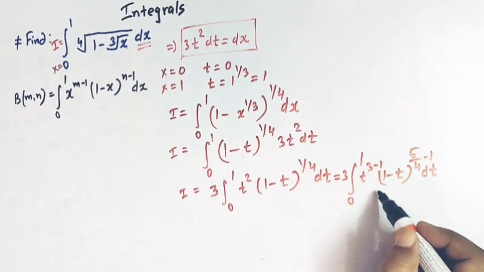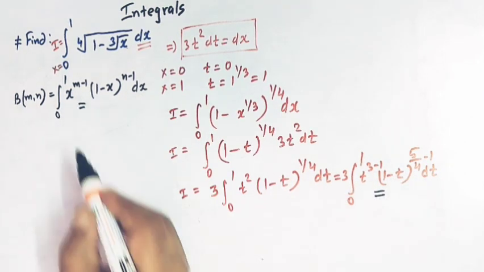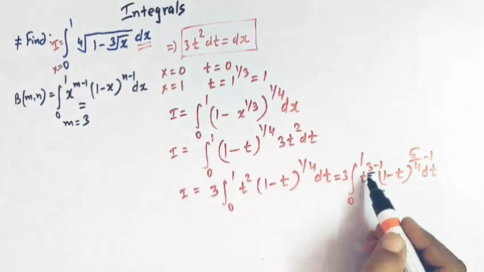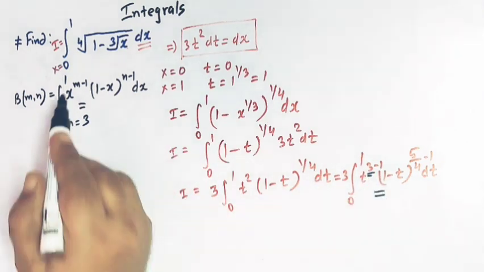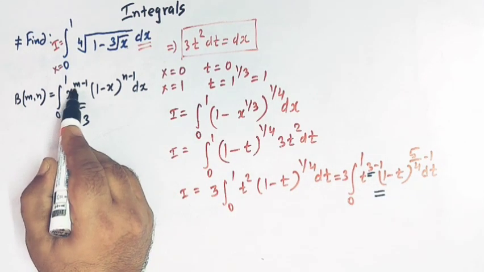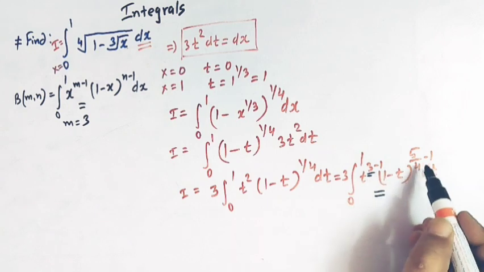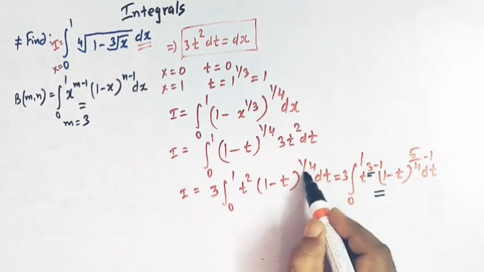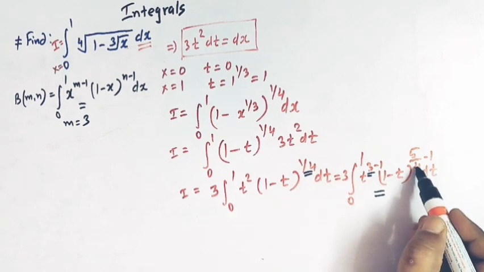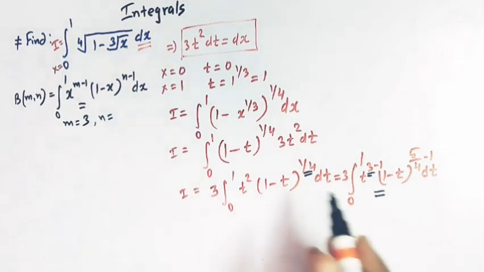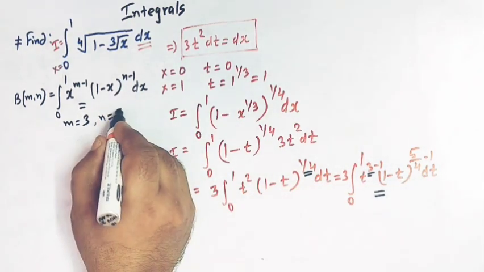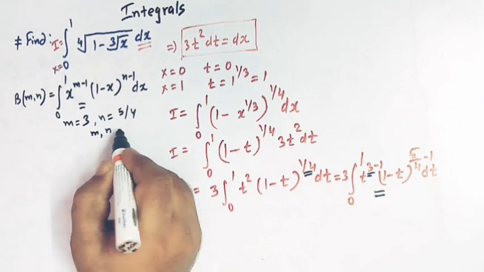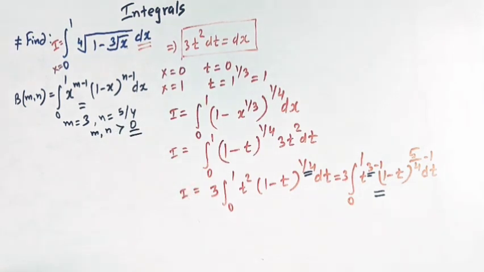So now if we compare this integral with this one, then the value of m is 3, because here we have t raised to 3 minus 1, and here we have x raised to m minus 1, so m is 3. And here we have 5 by 4 minus 1, because 5 by 4 minus 1 is 1 over 4. So the value of n is equal to 5 by 4, right?